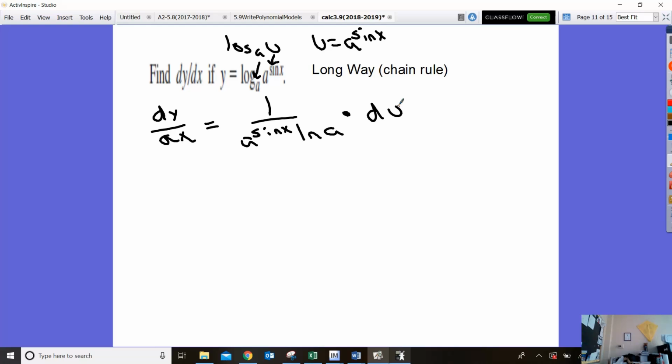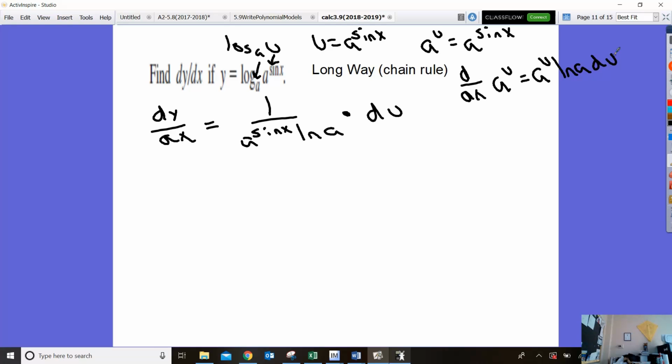All right, so we're kind of doing this again. Here we have a to the u equals a to the sine of x. We've got to take that thing's derivative. How do you take the derivative of a to the u? A to the u, natural log of a, du. There's a lot going on in this problem.